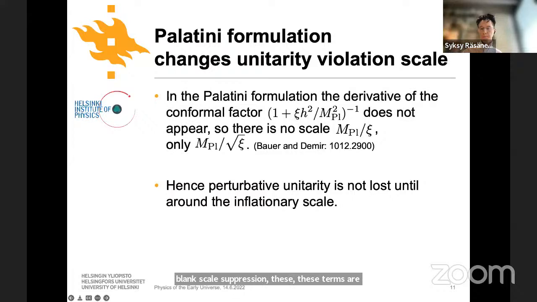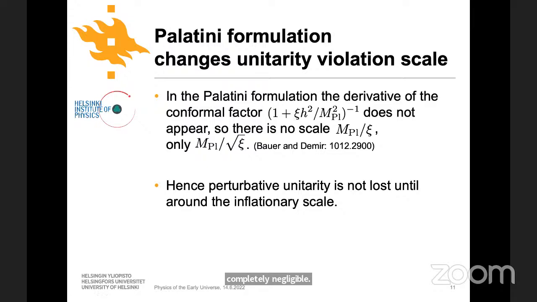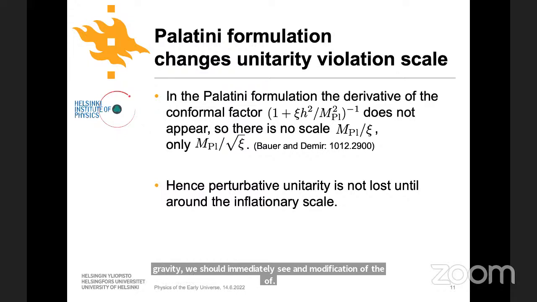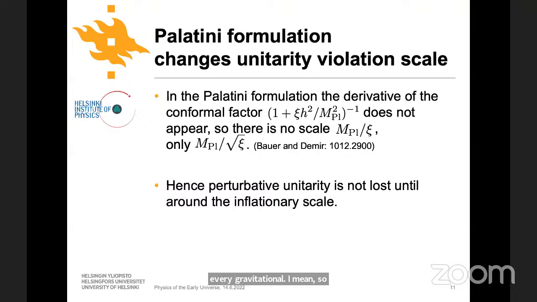Yes, but you are discussing the collider limits. However, in the cosmological data, we should see such a difference because the gravity changes, and because Higgs is responsible for the mass of particles, the response of everything would be different with respect to gravity. We should immediately see a modification of every gravitational effect that we see in cosmology from CMB up to here.